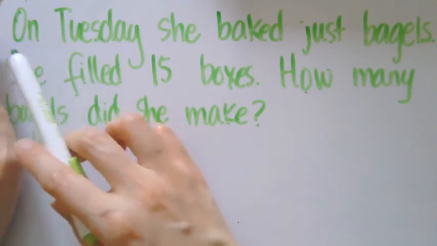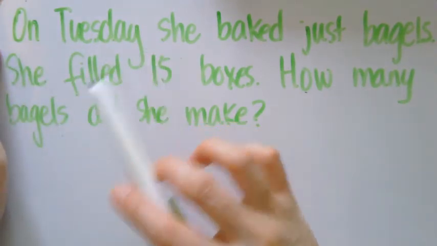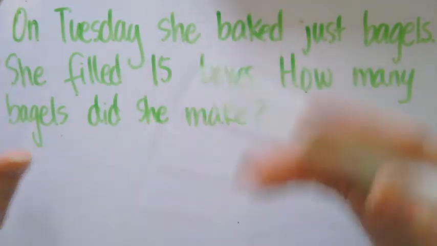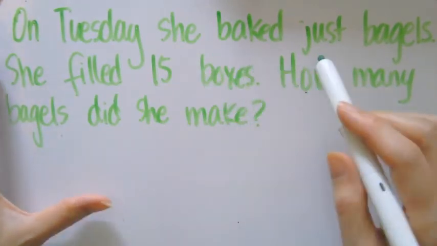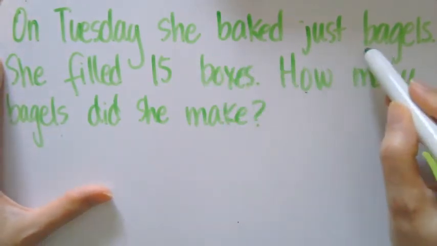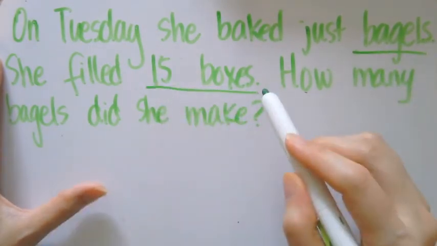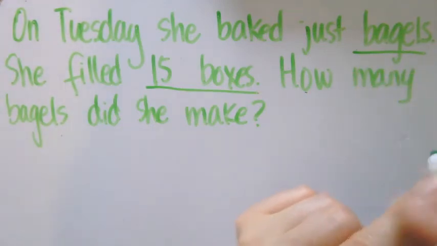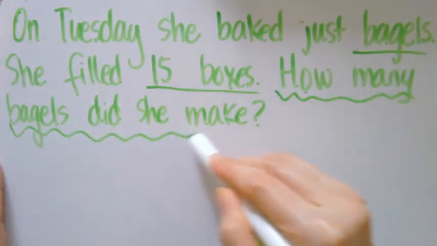All right, again, starting with on Tuesday. Does this tell us something that we need to know to answer our problem? No, it just gives us a little bit more additional information that is helpful for the problem, but not so much as answering the question itself, okay? All right, so we know that she baked just bagels. So she baked bagels and filled 15 boxes. I think those 2 pieces of information really do help us to figure out what operation, what numbers we're going to include to figure out how many bagels she made.